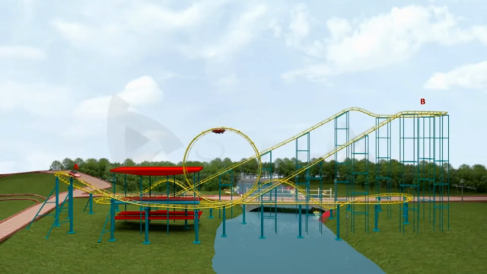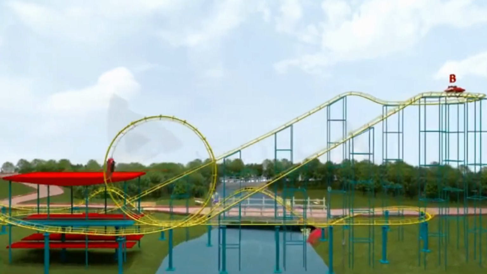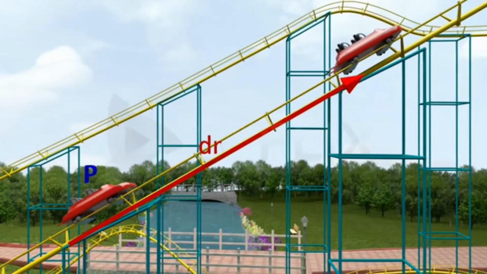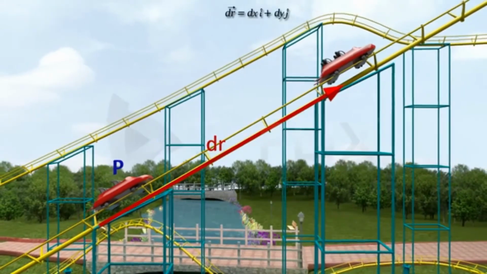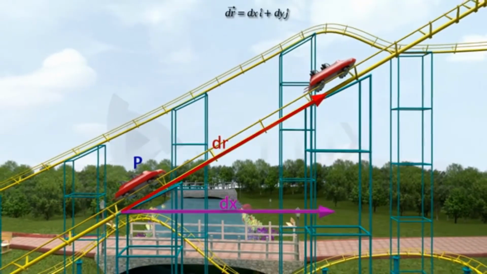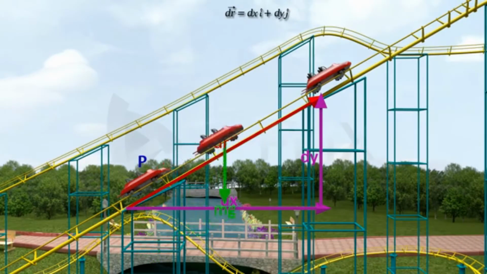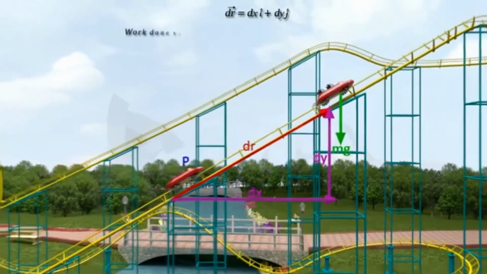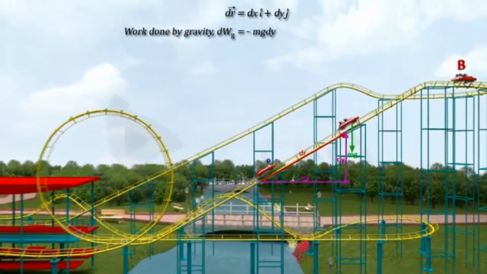Consider an object taken from point A to point B along the curve y of x near the Earth's surface. Let us calculate the work done by gravity when the object moves through an infinitesimally small distance dr from a point P on the curve. dr is the summation of its displacement along the x-axis, dx, and its displacement along the y-axis, dy. Gravity acts along the y-axis, so work done by gravity dWg is minus mg dy.